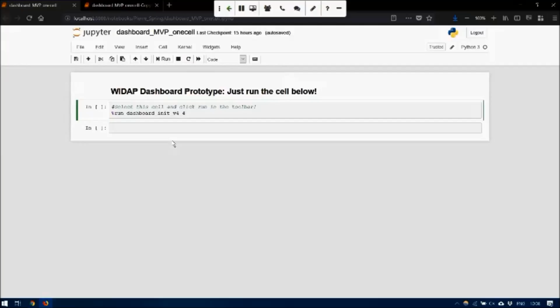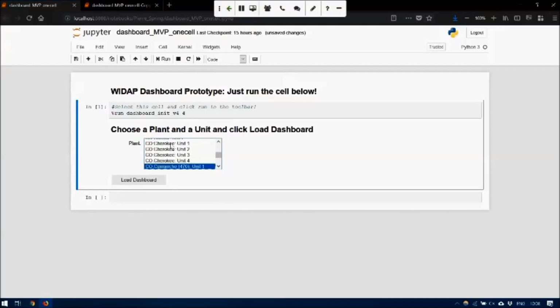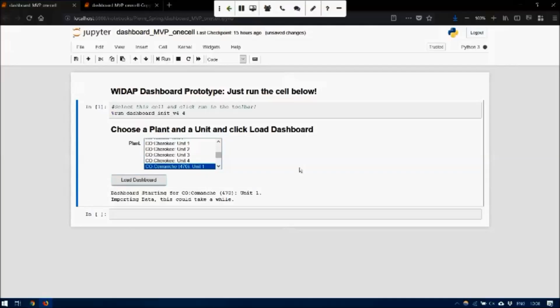So as you can probably see, our tool has been developed within the Jupyter environment in Python. We've tried to make it as streamlined as possible, so all the user will have to do is select the first cell and click the Run button. A list of the plants will come up, and we can then choose the plants of interest. We will use the Comanche plant as an example for this presentation, and we can then click the Load Dashboard button. What happens here is that the data is pulled from our AWS server.